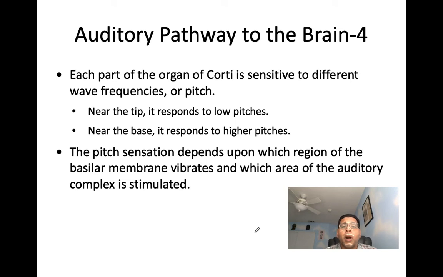Each part of the organ of Corti is sensitive to different wave frequencies or pitch. Near the tip, it's going to respond to low pitches, and near the base, it's going to respond to higher pitches. The pitch sensation depends upon which region of the basilar membrane vibrates and which area of the auditory complex is stimulated.